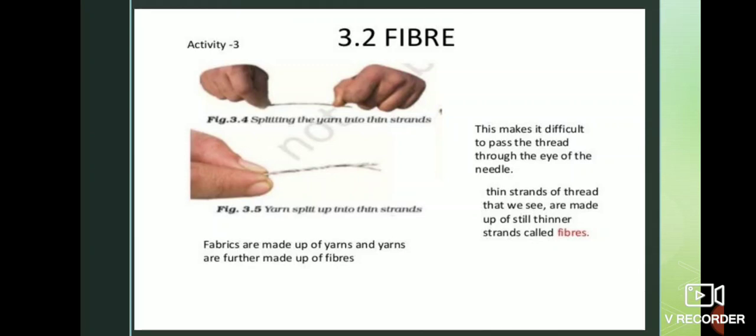Yes, you might have observed the same thing when you try to thread a needle. Many a time the end of the thread is separated into a few thin strands. This makes it difficult to pass the thread through the eye of the needle. The thin strands of the thread that we see are made up of still thinner strands called fibers. So dears, yarns are made of fibers and fabrics are made of yarns.